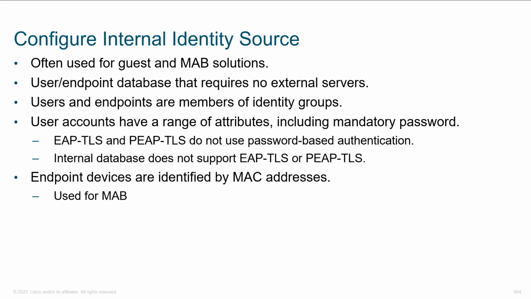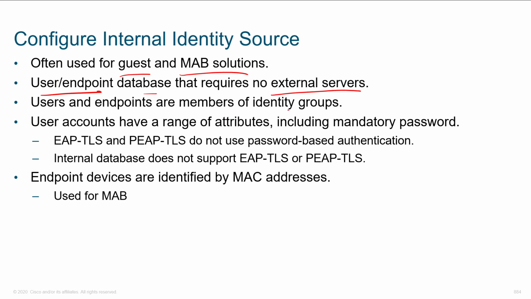So when we talk about configuring the internal identity source, this is where we create user accounts. Typically, it's not that scalable. So what we tend to focus on sometimes are guest accounts, as well as our MAB solution, and again, that's our MAC authentication bypass. We use this user endpoint database, and the idea is that it doesn't require an external server. Again, not ideal for large scalability, but a fantastic configuration alternative when we're setting things up in the lab or when we're trying to do things on a small scale to test it.